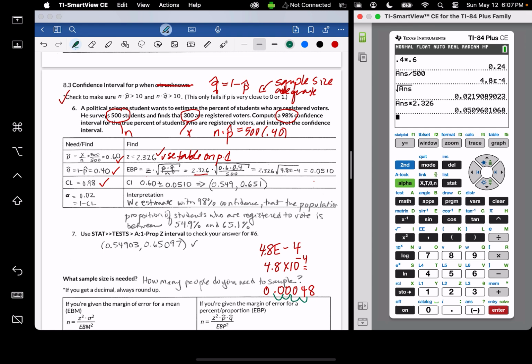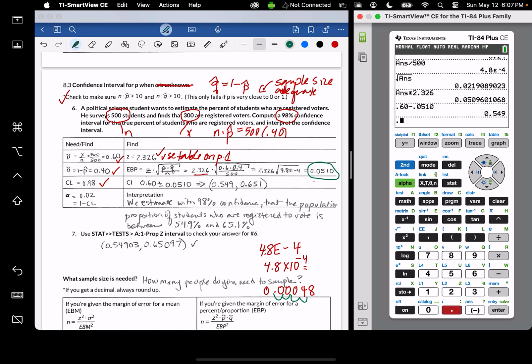It is 0.0510. So there's my EBP. That's the thing that I'll be doing plus or minus with. My p hat was 0.60, so 0.60 minus 0.0510, and then 0.60 plus 0.0510. So those are my boundaries for the confidence interval.